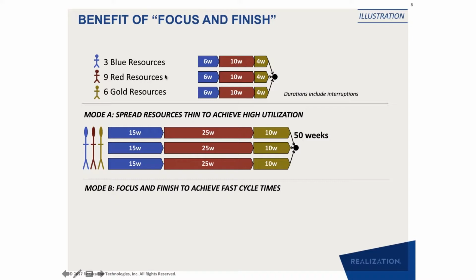The same for the red: instead of putting 9 resources on one task and finishing it in 10 weeks, I put 3 resources on one red, 3 on the second, 3 on the third one, and instead of taking 10 plus 10 plus 10, 30 weeks, I finish it in 25 weeks. And for the golden also, instead of 4 plus 4 plus 4, by putting all 6 resources on one task at a time, if I spread these 6 resources as 2 plus 2 plus 2, then I can finish all the 3 golden tasks in parallel in 10 weeks.